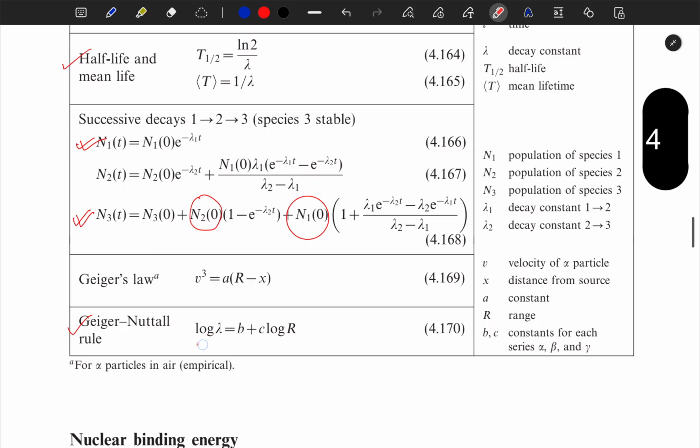Geiger-Nuttall theorem: log of λ equals b plus c log R, where R is the range of the particle, and b and c are constants for the series of alpha, beta, gamma decay.